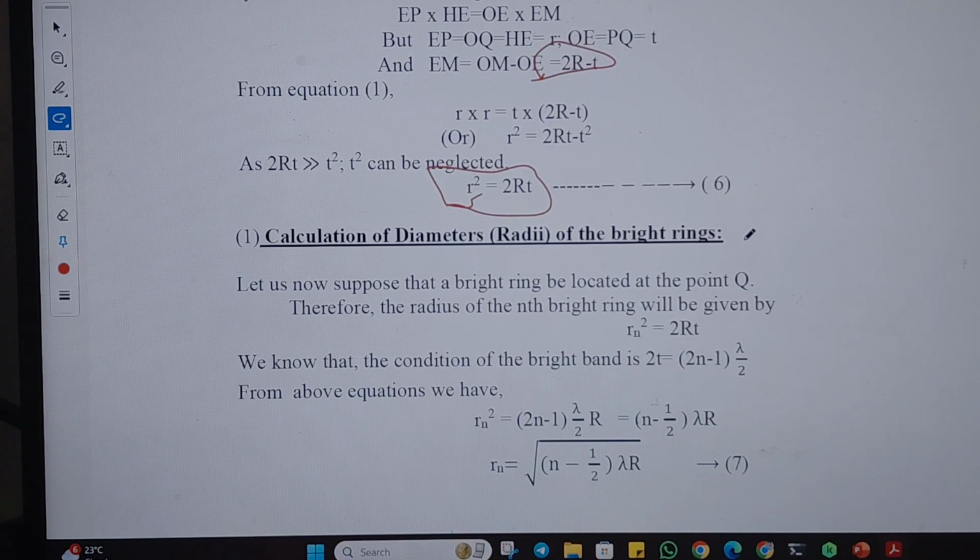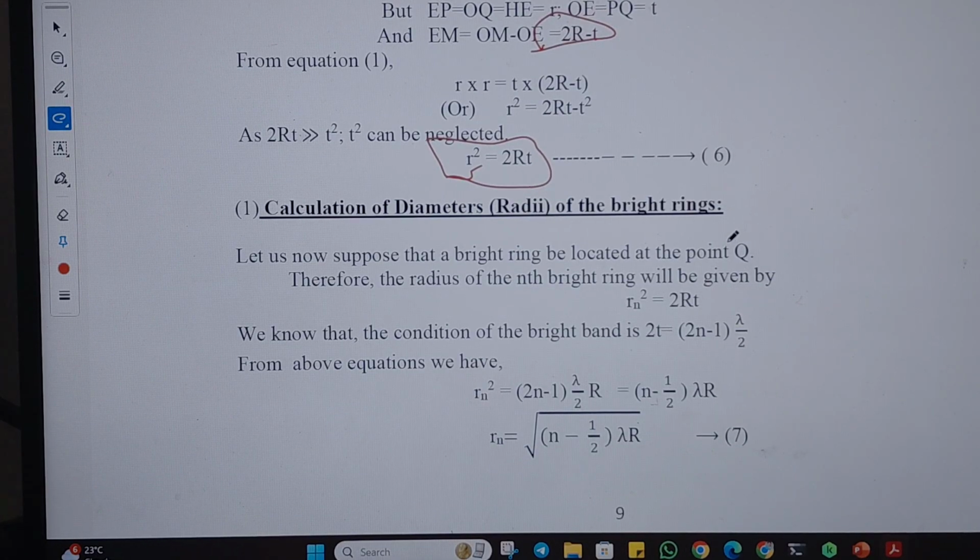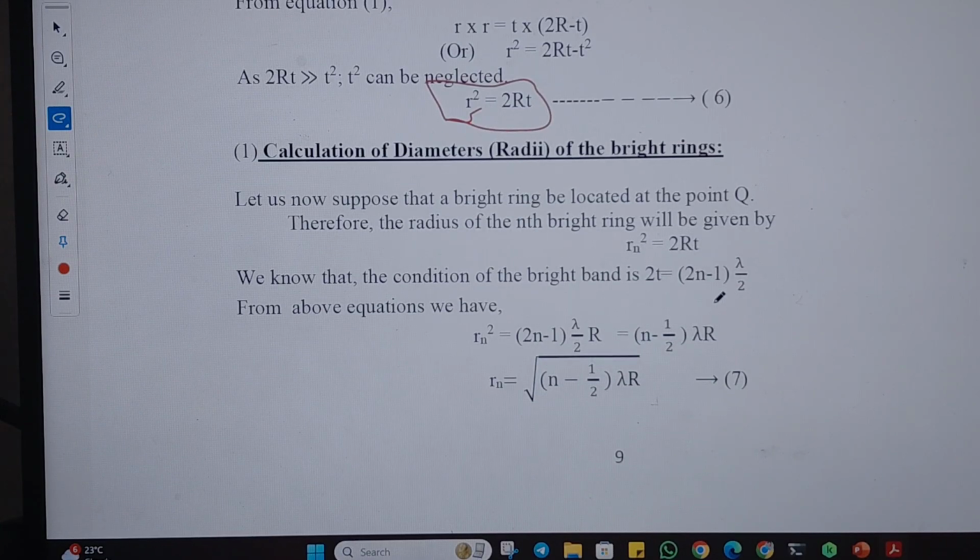Then coming to the calculation of diameters of bright rings. Let us suppose that the bright ring is located at point Q. Therefore, the radius of the nth bright ring will be given by r square, here it is rn square, where n is the nth ring, so rn square equal to 2Rt.